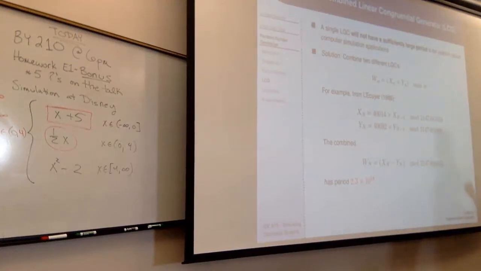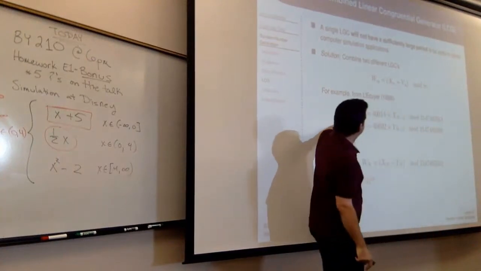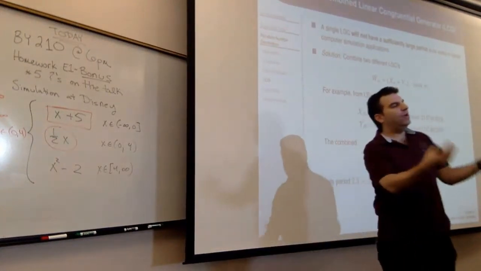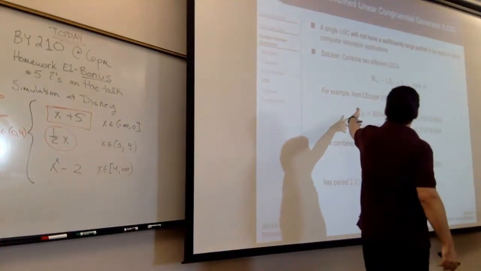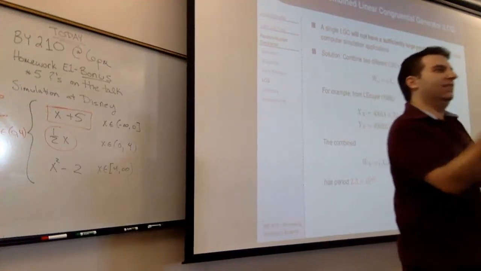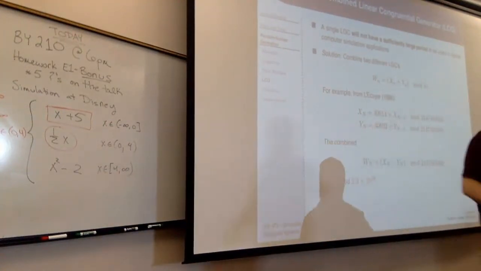And so the simple solution to that is the so-called combined linear congruential generator, where all they basically do is take two linear congruential generators, and then they add them together. And by doing that, even though each one of them has a small period, if they're generating numbers independent from each other, then the sum of them ends up having a much, much longer period.